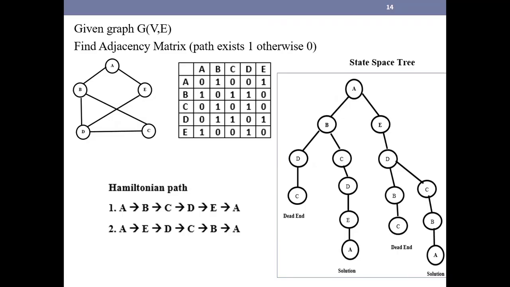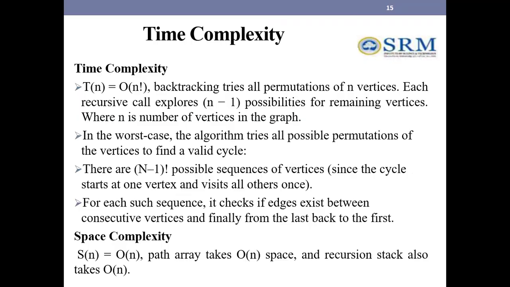So A to B, B to C, C to D, D to E, E to A. This is called a Hamiltonian cycle. And what's the time complexity? T of n is order of n factorial. This is a factorial time complexity because backtracking tries all the permutations of n vertices. Each recursive call explores n minus 1 possibilities for the remaining vertices, where n is the number of vertices.